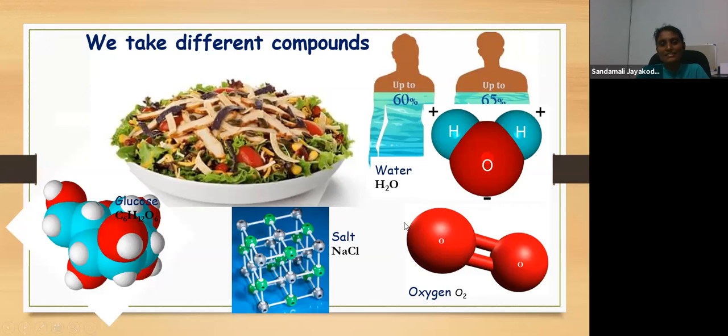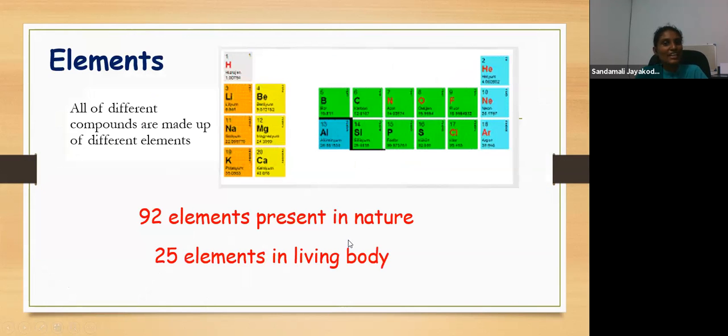And humans and plants absorb gases like oxygen to respirate. In this way, we are taking different compounds into our body. All these compounds are made up of different elements in nature. You can see here, water is written as H2O, which means hydrogen and oxygen. And this is salt. Salt is made up of sodium and chlorine. These are the elements in these different compounds. So all these compounds are made up of elements.